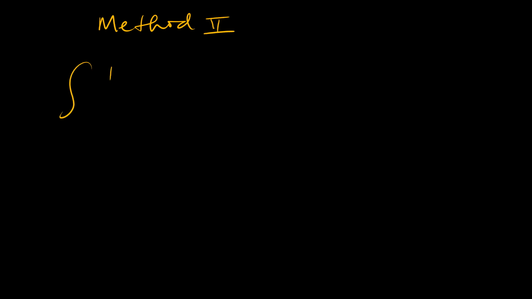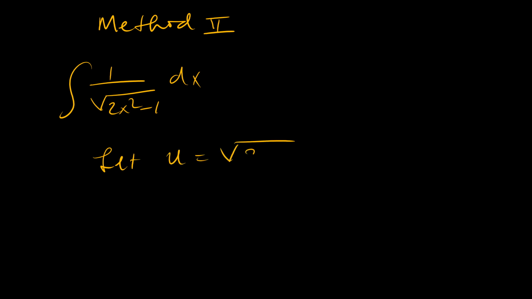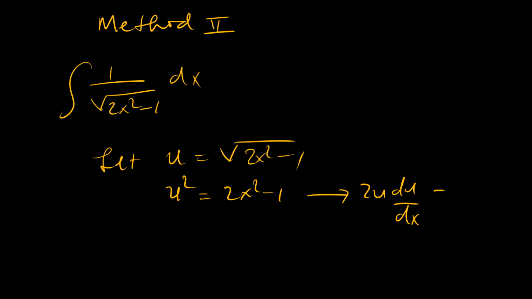So we have an integral of 1 over the square root of 2x squared minus 1. You can say let u be equal to the square root of 2x squared minus 1, such that u squared equals 2x squared minus 1, and so 2u du dx is equal to 4x.